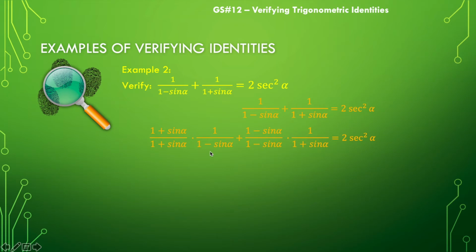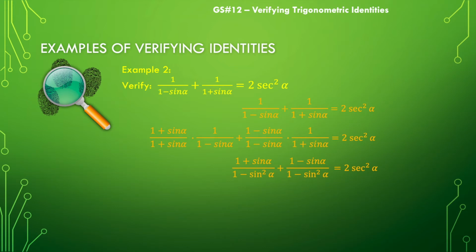So I'm going to go ahead and multiply these first two factors and then these second two factors. And when I do that, I end up with 1 plus sine of alpha over 1 minus sine squared of alpha plus 1 minus sine of alpha over 1 minus sine squared of alpha. Now I've got common denominators.